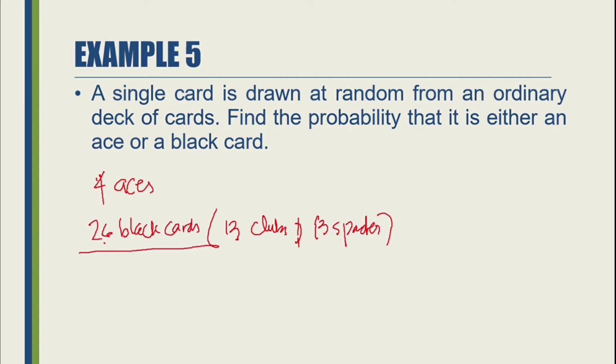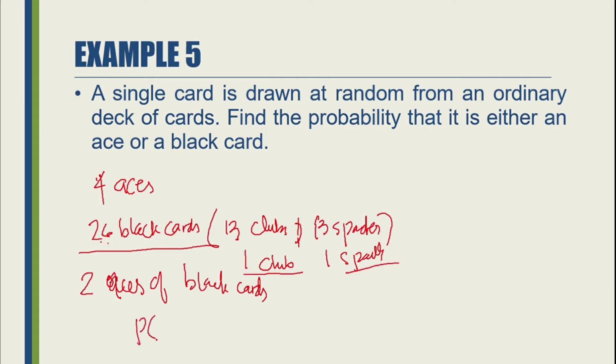In these 26 black cards, it includes 2 aces, which is 1 club and 1 spade. So therefore, there are 2 common here. So therefore, this is not mutually exclusive. There are 2 aces among the black cards. So the 2 aces are common between the 4 aces and the black cards, which is 1 club and 1 spade.